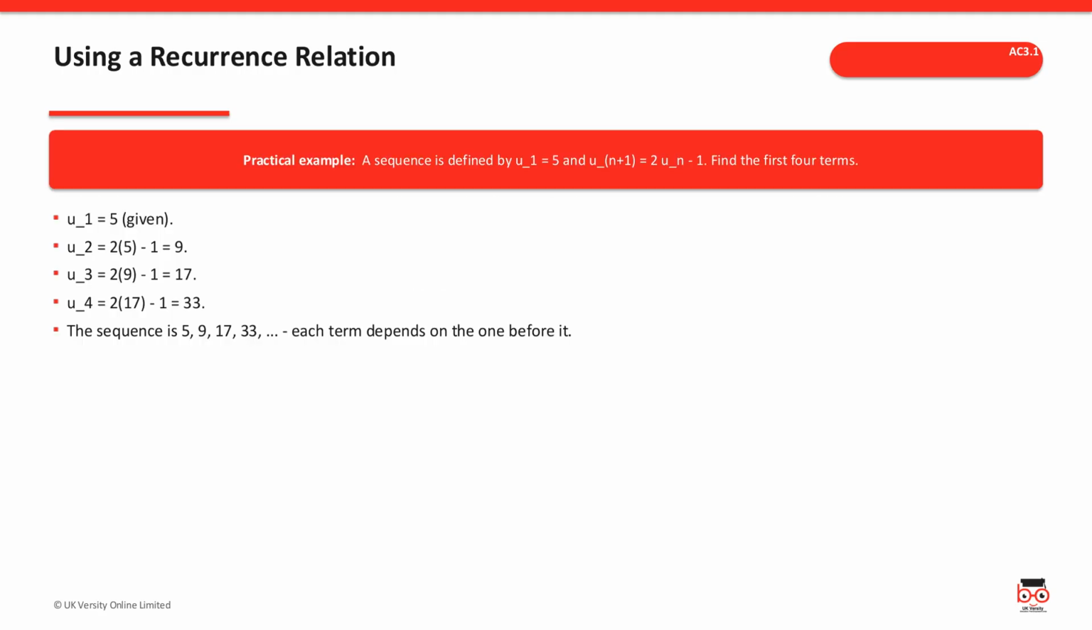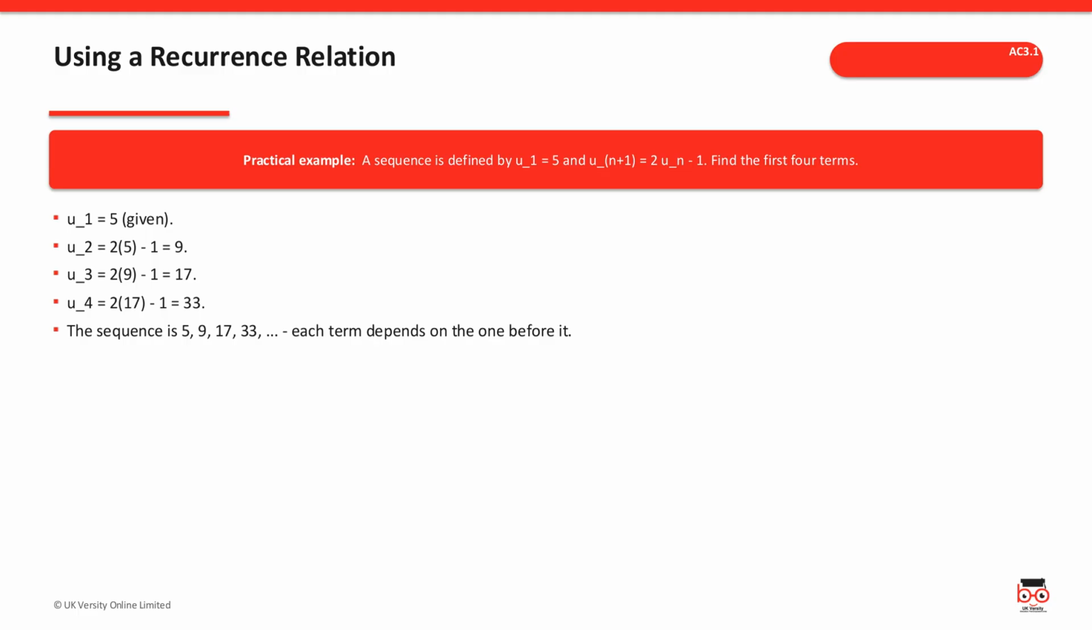Let's generate a sequence from a recurrence relation. We're told u sub 1 is 5, and each new term is u sub n plus 1 equals 2 u sub n minus 1. So u sub 2 is 2 times 5 minus 1, which is 9. u sub 3 is 2 times 9 minus 1, 17. And u sub 4 is 2 times 17 minus 1, 33. That gives 5, 9, 17, 33, with every term leaning on the one before it, exactly how an iterative loop would compute it.